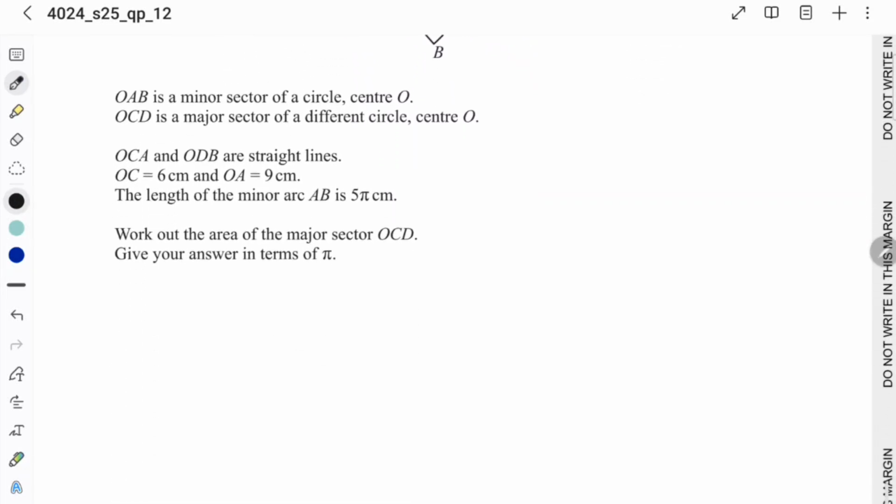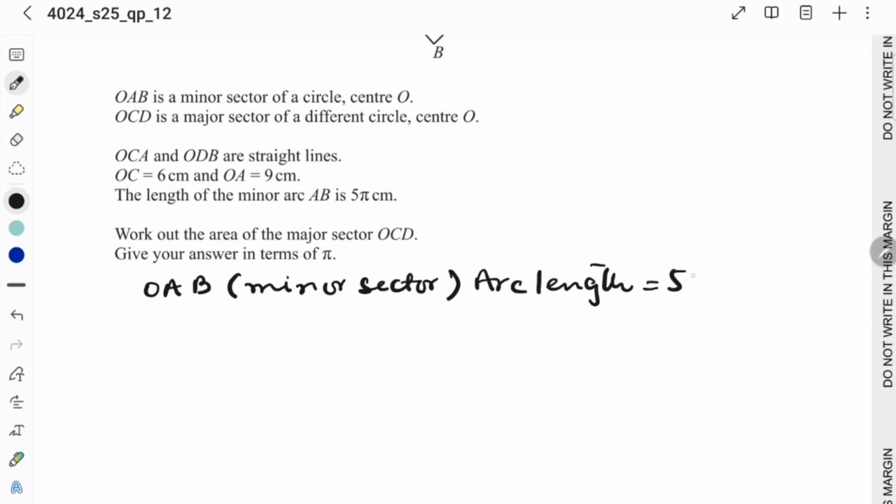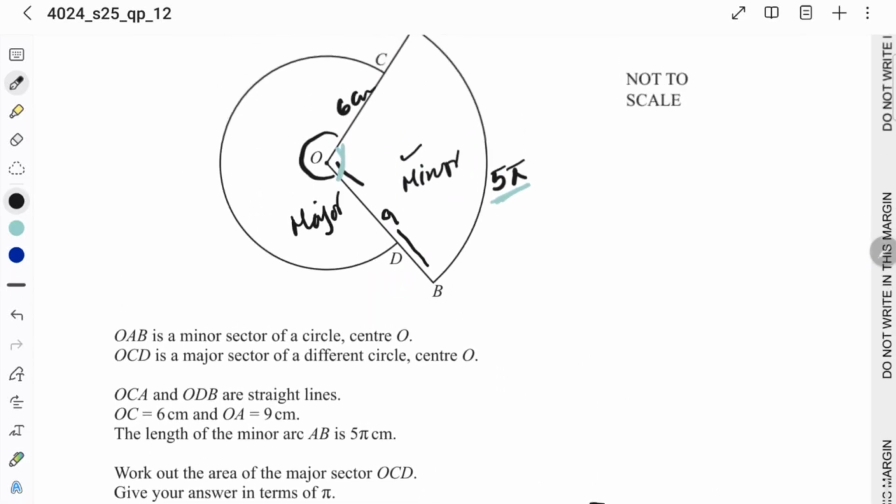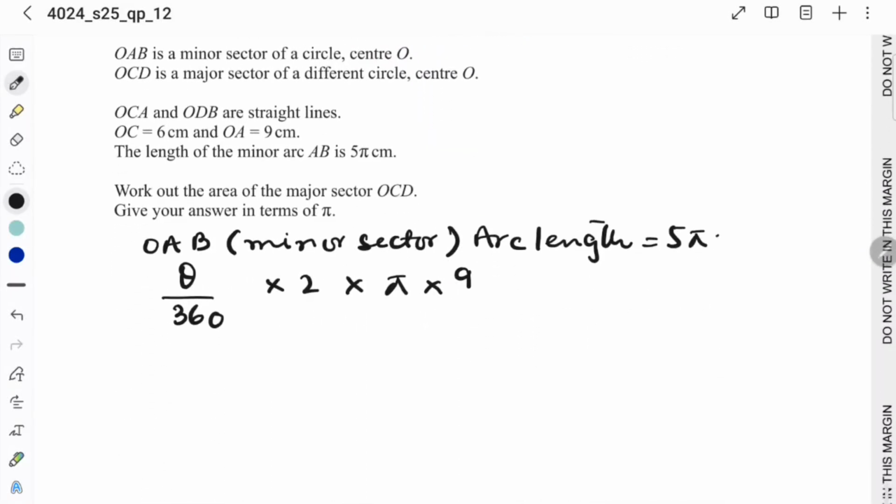So in the OAB minor sector, we are considering the minor sector. The arc length is given as 5 pi, equal to 5 pi. So the angle theta we are going to find first, theta over 360 into 2 into pi into the radius, which is 9 for the minor sector, is equal to 5 pi. Start cancelling everything and then you can easily find your answer. So this is theta.